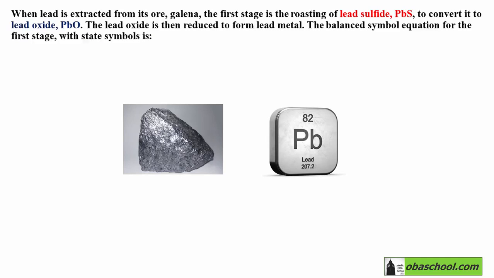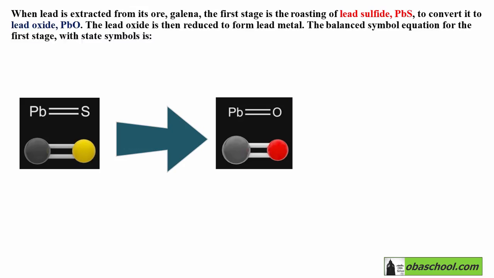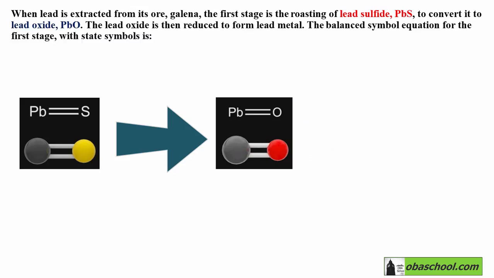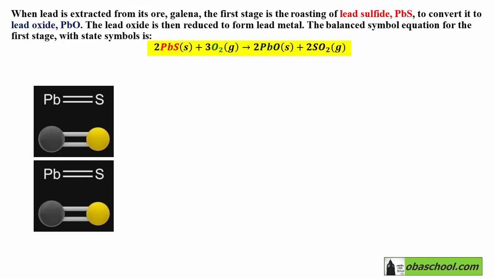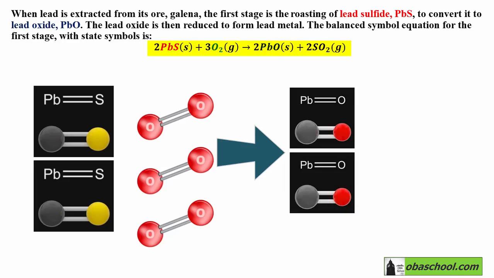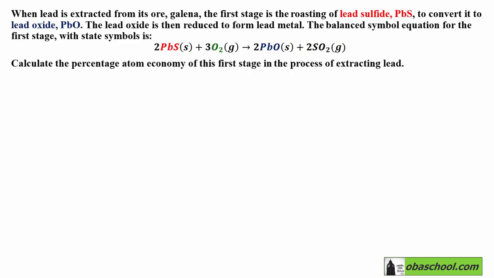When lead is extracted from its ore, which is called galena, the first stage is the roasting of lead sulfide, PbS, to convert it to lead oxide, PbO. The lead oxide is then reduced to form lead metal in the next stages. The balanced symbol equation for the first stage with the state symbols is 2PbS, which is solid, plus 3O2, which is gas, will produce 2PbO, which is solid, plus 2SO2, sulfur dioxide gas. We have to calculate the percentage atom economy of this first stage in the process of extracting lead.